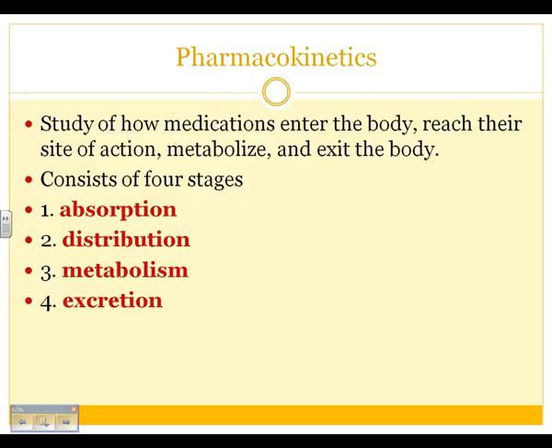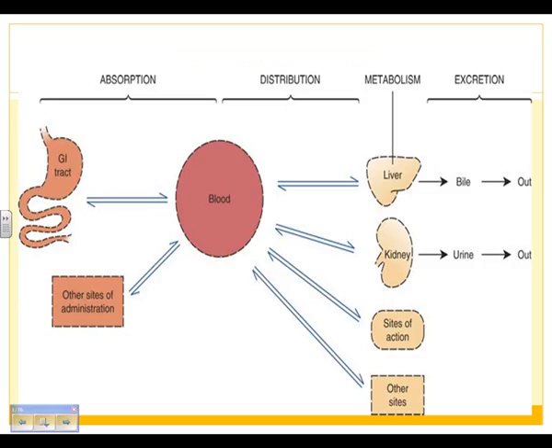It consists of 4 stages. And I'm going to mention these now, but we're going to break these down and talk about each stage. But absorption, distribution, metabolism, and excretion. Those are your 4 processes that happen. Okay. Here's your nice little picture. Shows the absorption, the distribution, the metabolism, and then finally the excretion, which means what?